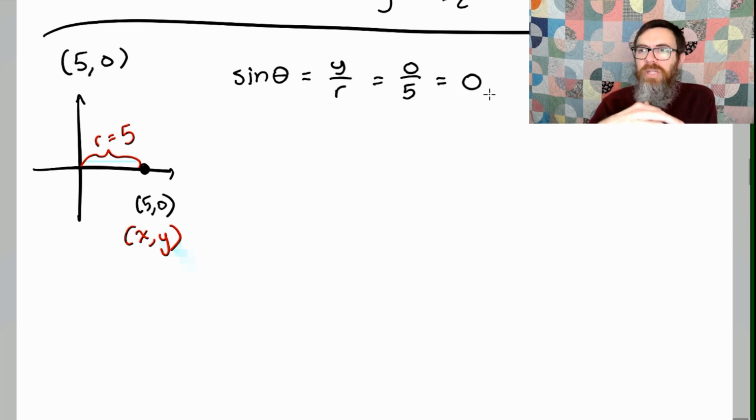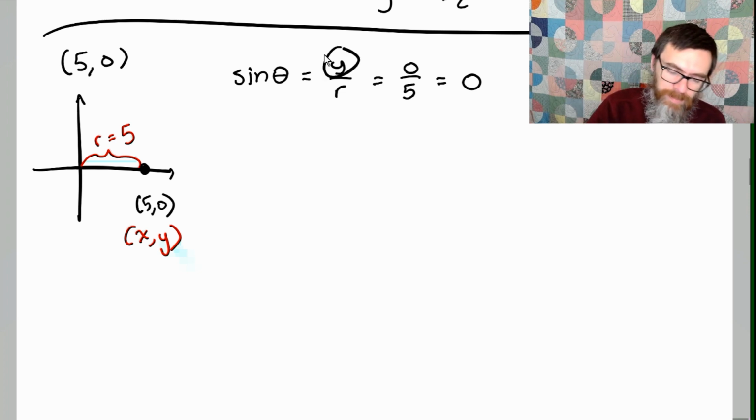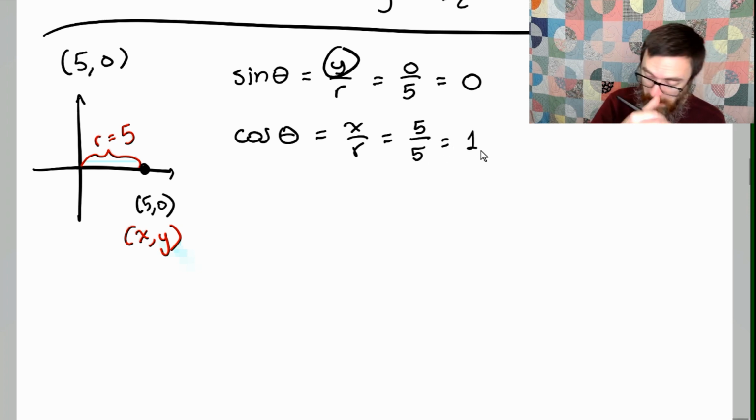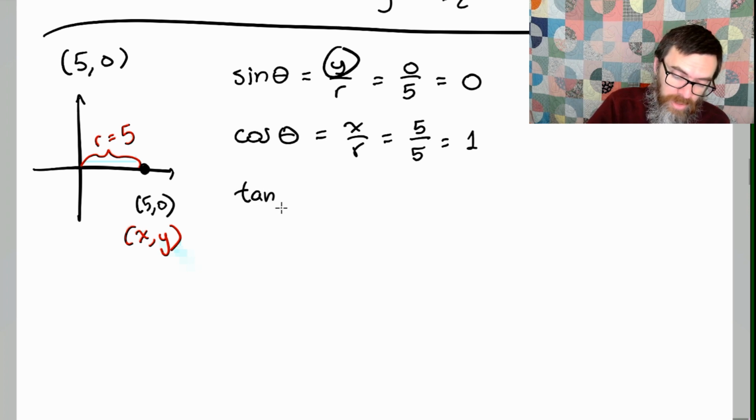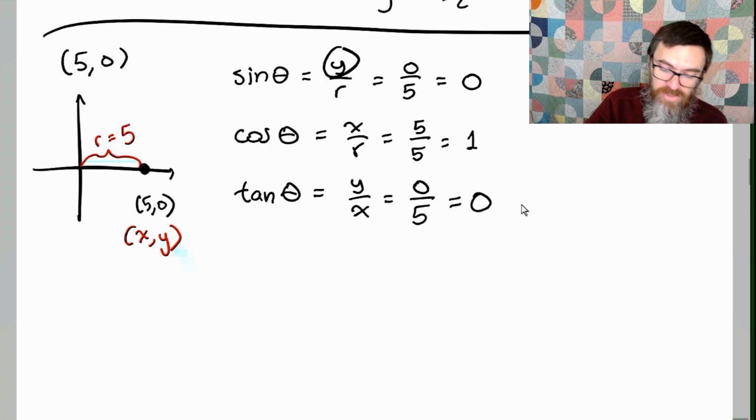And think about that. How much is this point above or below the x-axis? It's not. It's not above it. It's not below it. So sine is going to give you 0 because sine is connected to that y value. Cosine is x over r, so that's 5 divided by 5, and we get 1. Okay. It's about as big as cosine can be, actually. Tangent is supposed to be y over x. So 0 over 5. It's 0. It's not undefined. Well, that's nice.